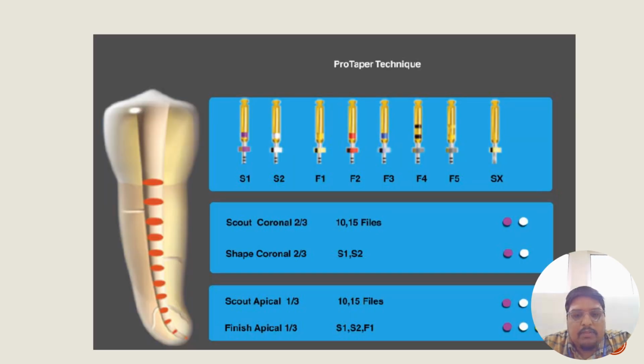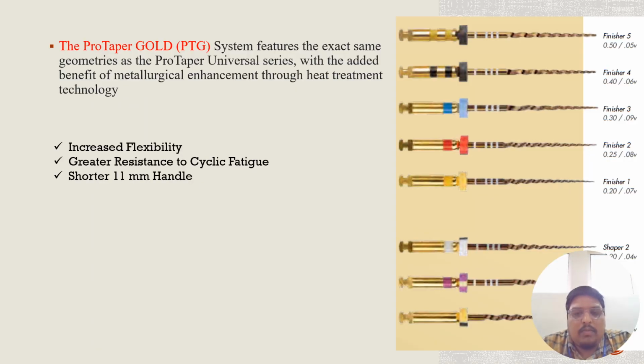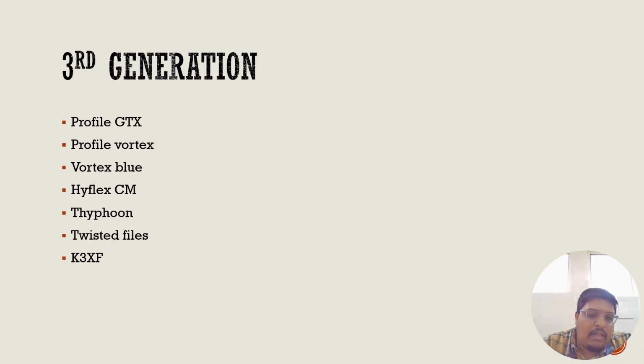These are the various file systems of the ProTaper Gold, which is one of the most significant, followed by XS, S1, S2, followed by F1, F2, F3, F4, F5. Increased flexibility, greater resistance to cyclic fatigue, shorter handle.